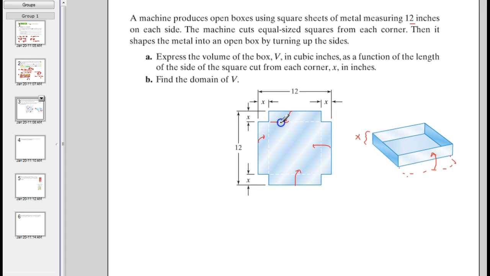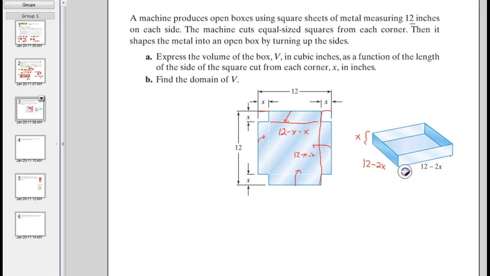Now, this length right here is this original length from here to here, which was 12 inches. And then we're taking off an x on each corner: one x on the left side, and then another x on the right side. And the same thing up and down. This was originally 12, but we're taking off those two x's. So this dimension here is 12 minus 2x, because minus x minus x is minus 2x. And so therefore this dimension over here is also that same thing.